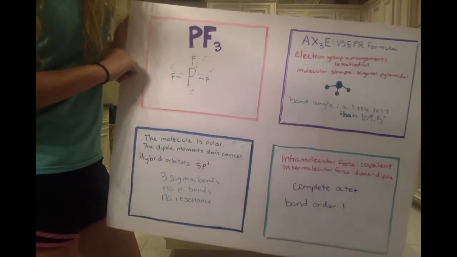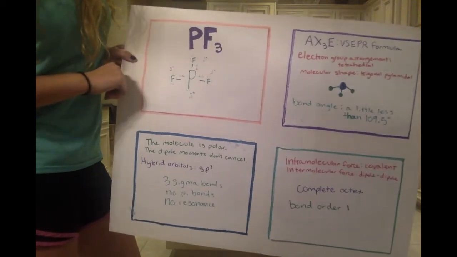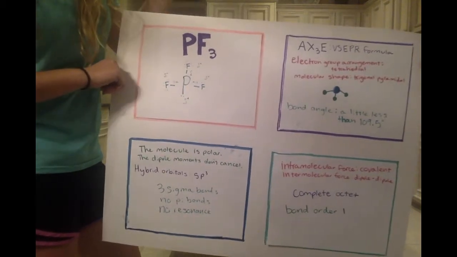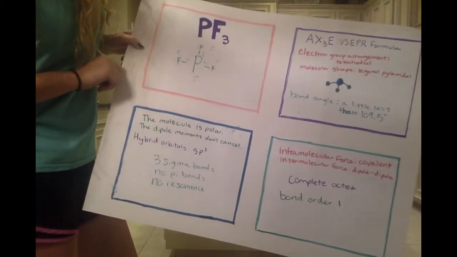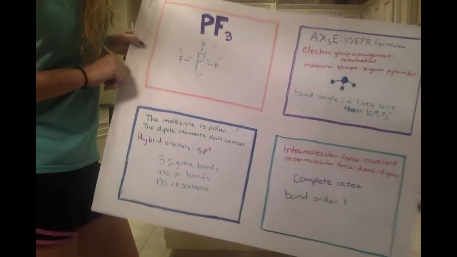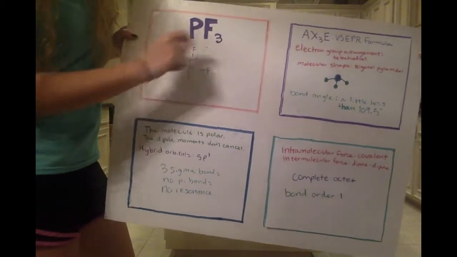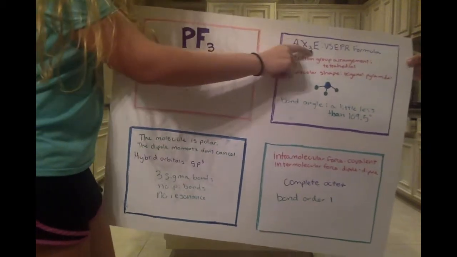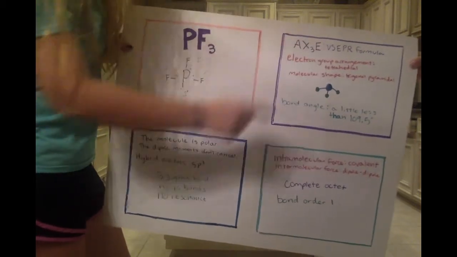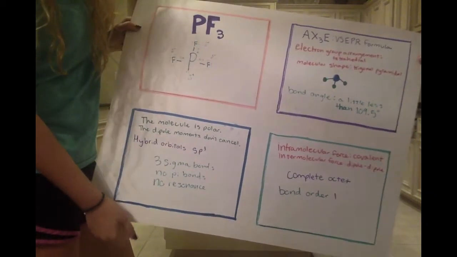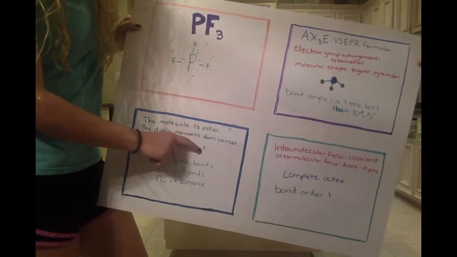And the bond angle is going to be less than 109.5 degrees, and that's because the lone pair is weighing down on the molecule, which is going to cause it to go down a little bit. And the molecule is polar because the dipole moments don't cancel each other out. And the hybrid orbital is sp3, and this comes from the VSEPR formula, which is AX3E, and you add X and E, so in total there's 4. So 4 total bonds, so the first one goes to S, which can only carry 1, and then the next 3 go to P, which can only carry 3.